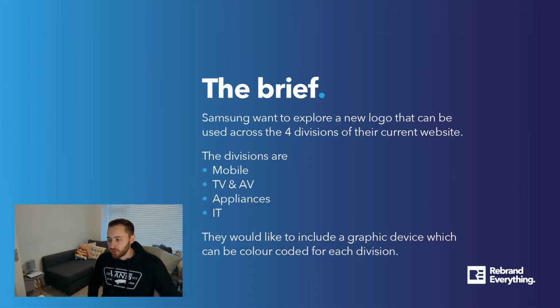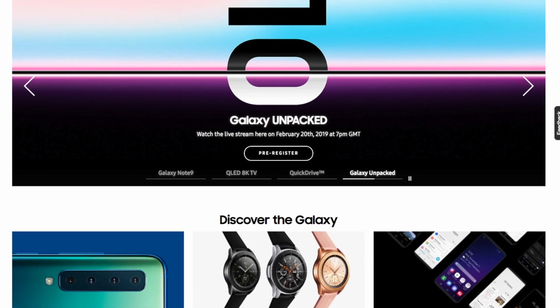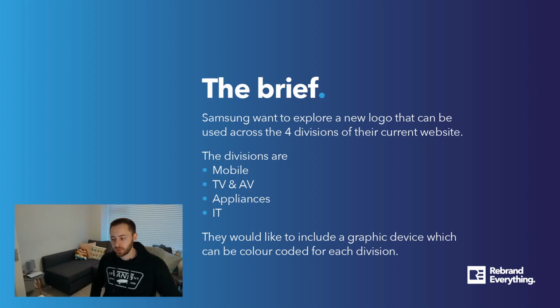So today's brief is: Samsung want to explore a new logo that can be used across the 4 divisions of their current website. Divisions are mobile, TV and AV, appliances and IT. They would like to include a graphic device which can be color-coded for each division.